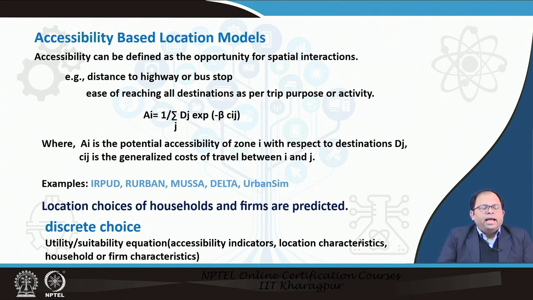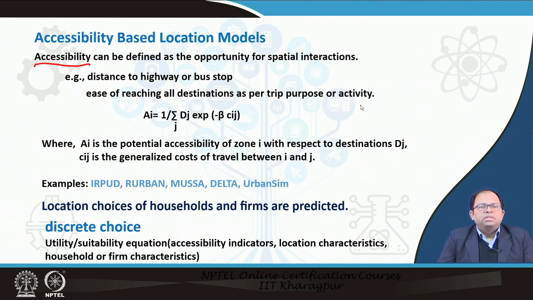So in the last slide, we ended with the spatial interaction theory. The next theory that comes after this is the accessibility based location models. Now accessibility based location models combine the best of both the economic theory as well as the spatial interaction theory. So the main term in accessibility based location models is of course accessibility. Accessibility can be defined as the opportunity for spatial interactions. That means it could be the distance to a highway or bus stop, or it could be the ease of reaching all destinations as per trip purpose or activity.